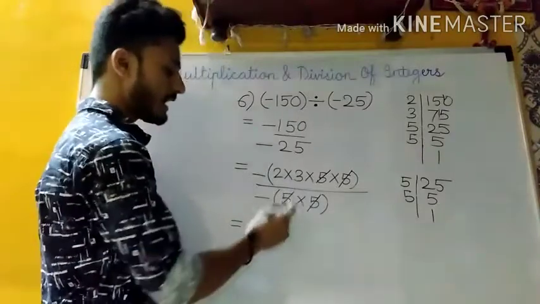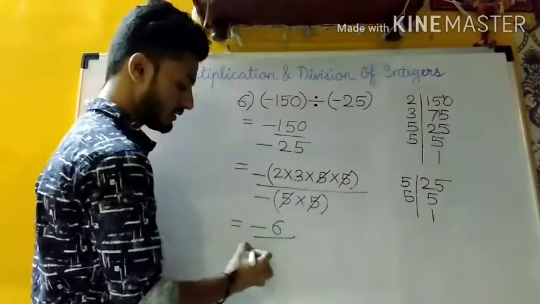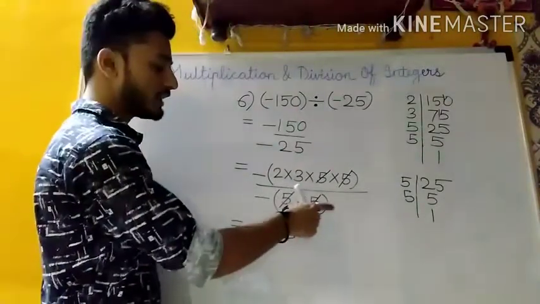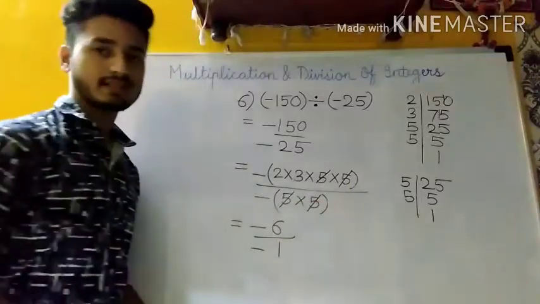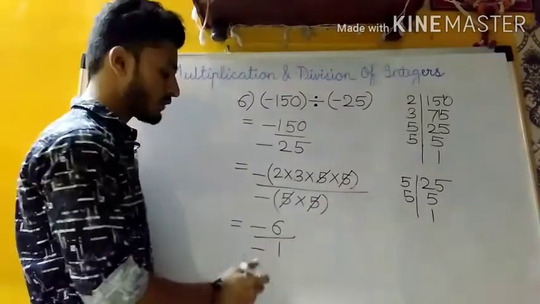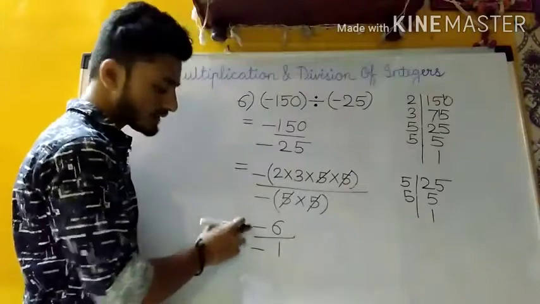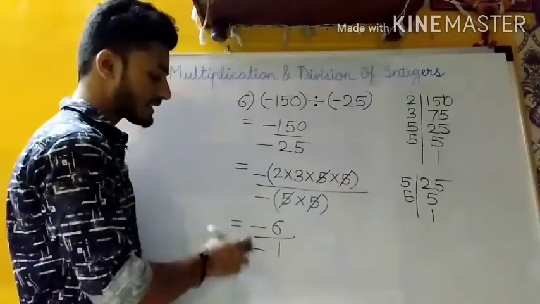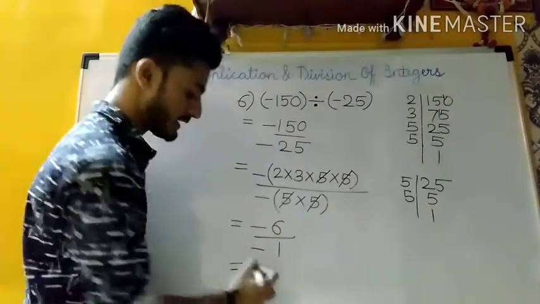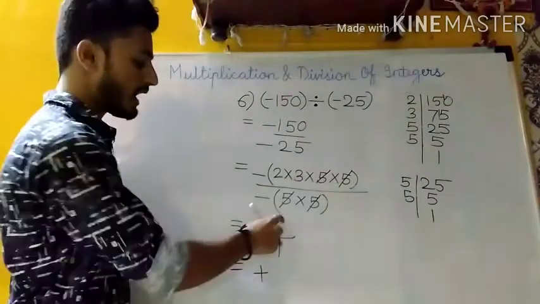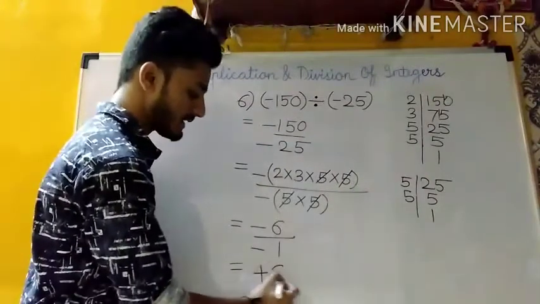So 2 3s is 6, and here sign is there. Okay, we have the sign but we don't have any number, so assume 1. Okay, since there is no number, we'll assume it 1. Okay, now since both the signs are same, what answer are we going to get? Yes, we are going to get a plus answer, and 6 upon 1 means 6.